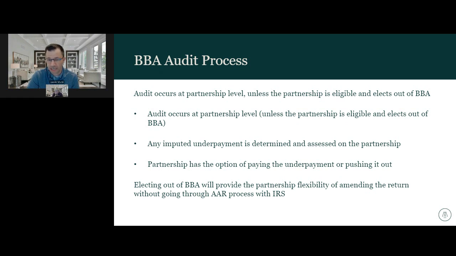The biggest problem I see is that if you cannot elect out of this audit regime, if you need to amend a return, if someone comes to you and says, hey, my EIN should have been different or whatever, there was a transfer that got missed during the year, you can no longer just amend a return under this audit regime. You have to go through this process to simply update an EIN or something like that, which is extremely arduous, can be very costly.